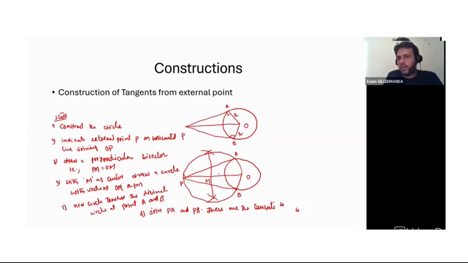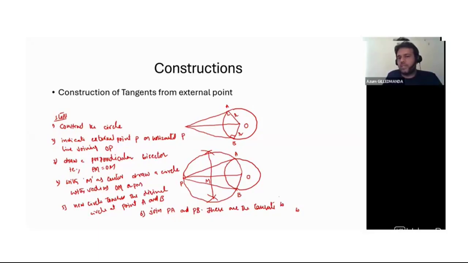For OP, draw a perpendicular bisector which touches at the midpoint M. Now with M as a center and OM or PM, both are same, with that radius, draw a circle that will go through point O and P, and it touches the original circle at A and B. So now join PA and PB. These two are your tangents.